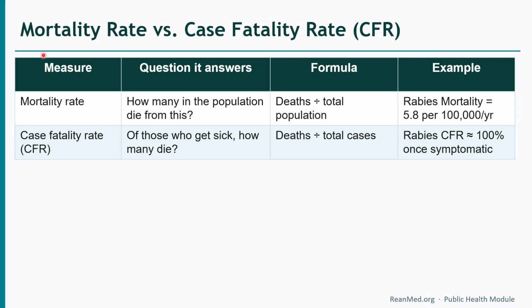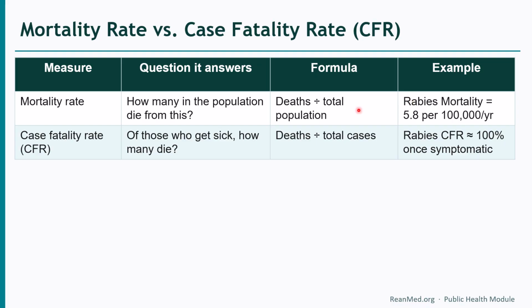On this slide, we are talking about mortality rate and case fatality rate. These two statistics are very similar, but also different in an important way. And they help us understand how deadly a disease is. First, let's start with mortality rate. Mortality rate tells us in the total population how many people are dying from this disease.